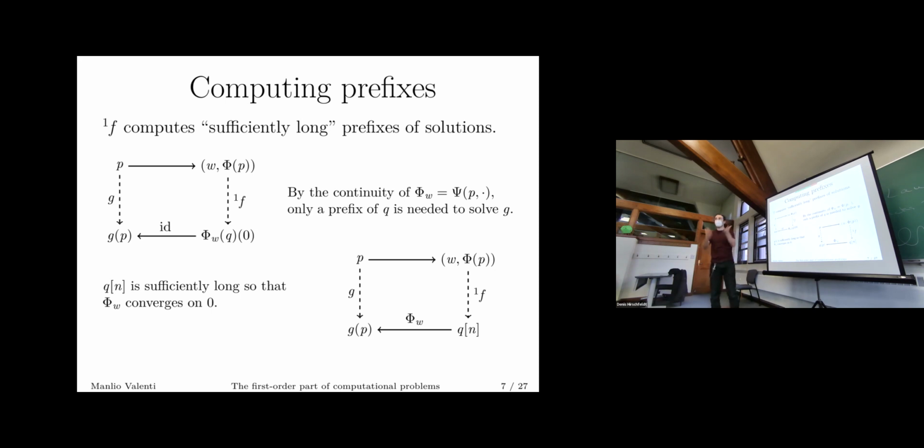Right, so you may equivalently think of F as the problem that, okay, I give you an input for F, and I give you a functional W, which is just a CE condition that tells you when to stop, when you have seen sufficiently much of the solution.